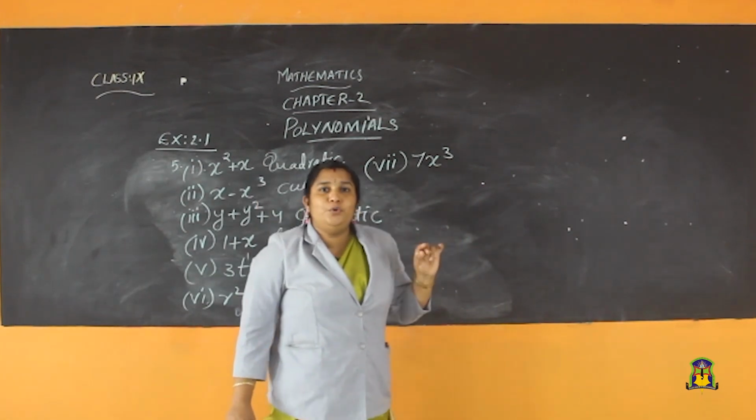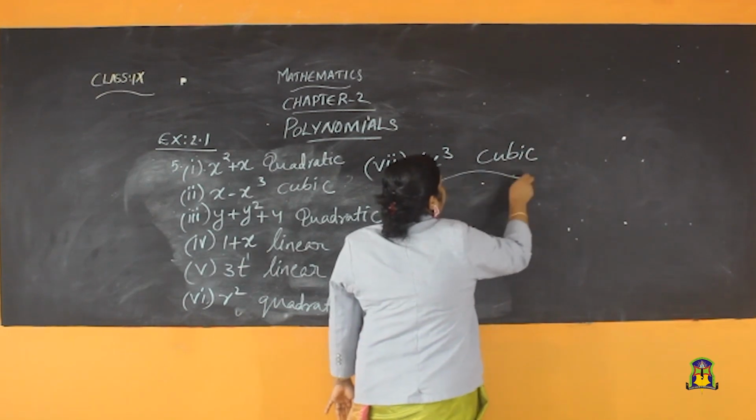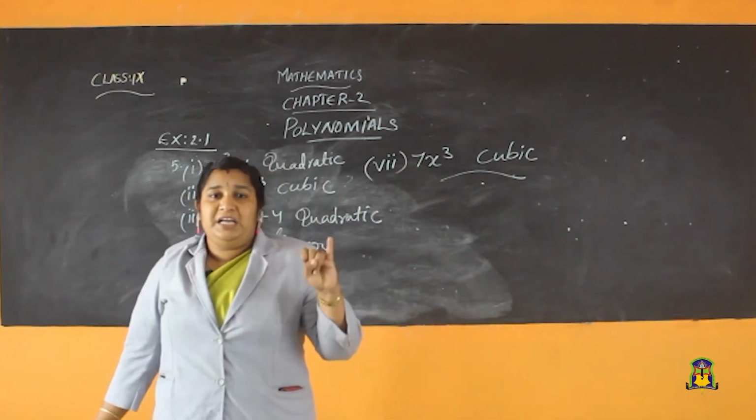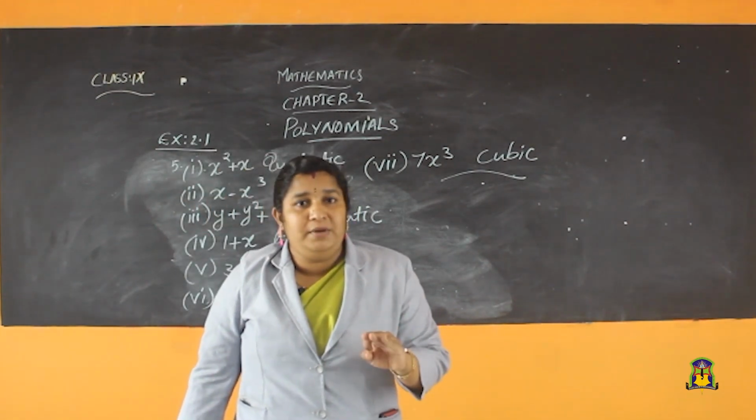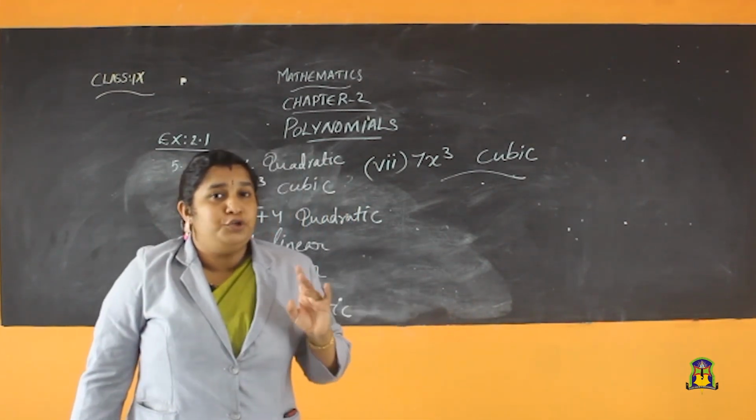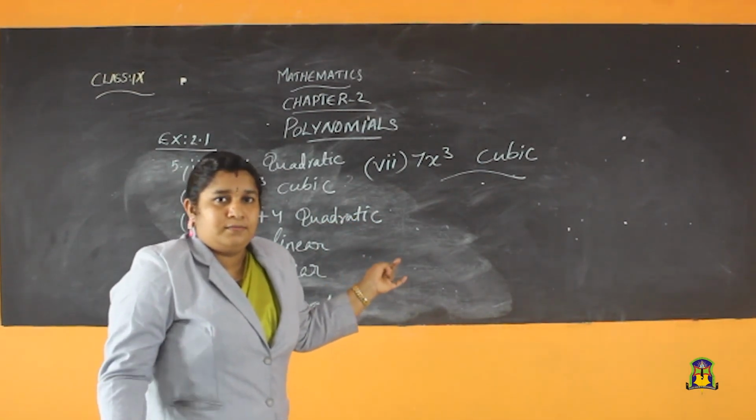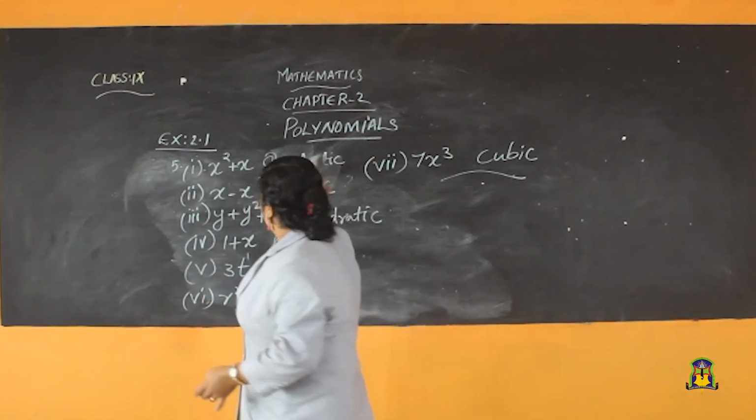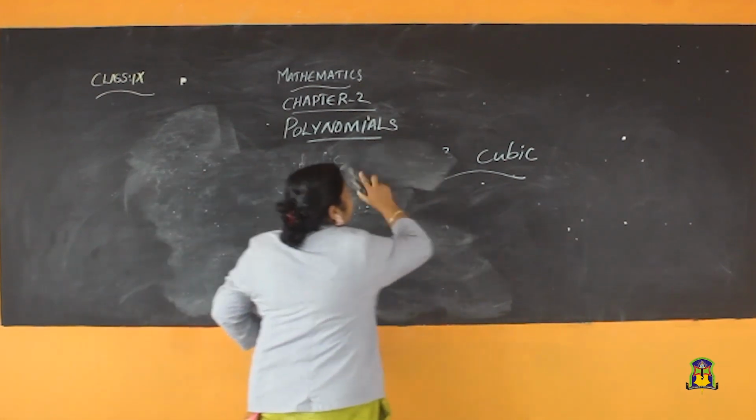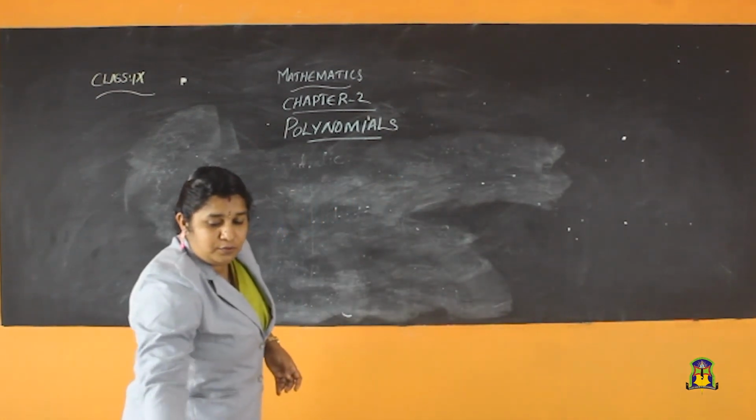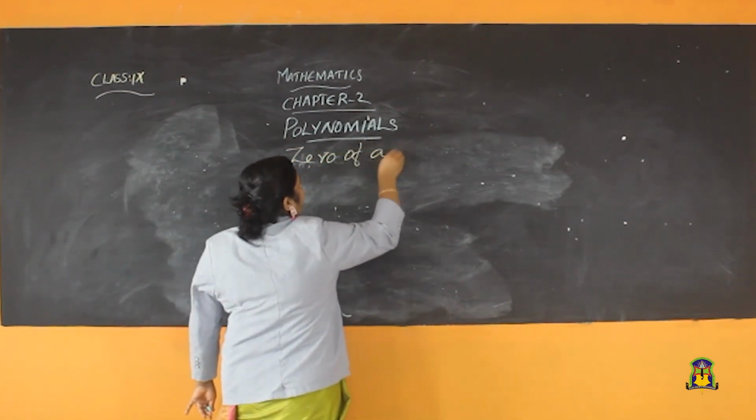7x cube, cube coming. So it is a cubic polynomial. Correct? So degree 1 means it is linear, degree 2 means it is quadratic, degree 3 means it is cubic. You should write these two sums in your homework note. Okay? So the next thing, next one we are going to learn about zero of a polynomial.